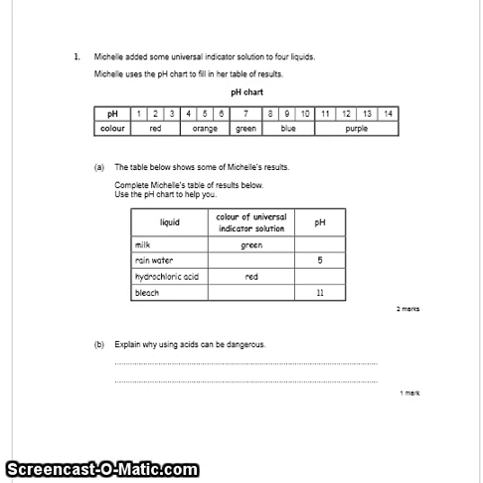So milk is green, so we're looking up here at green. Green is 7, so you just write 7 in there. Okay, and then the next one, rainwater, is 5, so we're going to put orange. Sorry about my writing. And then acid is red, so red will go pH 1. Okay, and bleach is 11, so we're going to put purple.